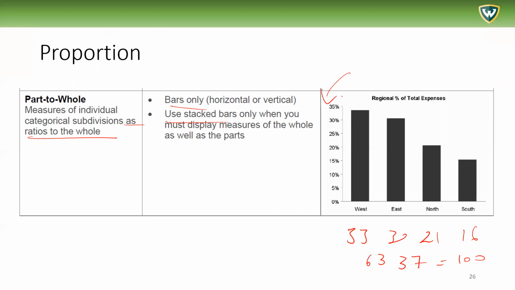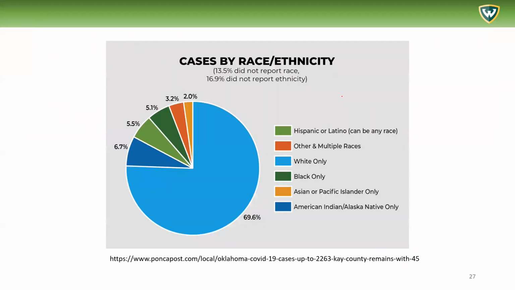Now, the thing with proportion and part to whole, I think the best way to do that is via the pie chart, because you create the whole there itself in the visualization with the circle. So here we have cases by race, ethnicity. This is Oklahoma COVID-19 cases. It doesn't really matter what the issue is.